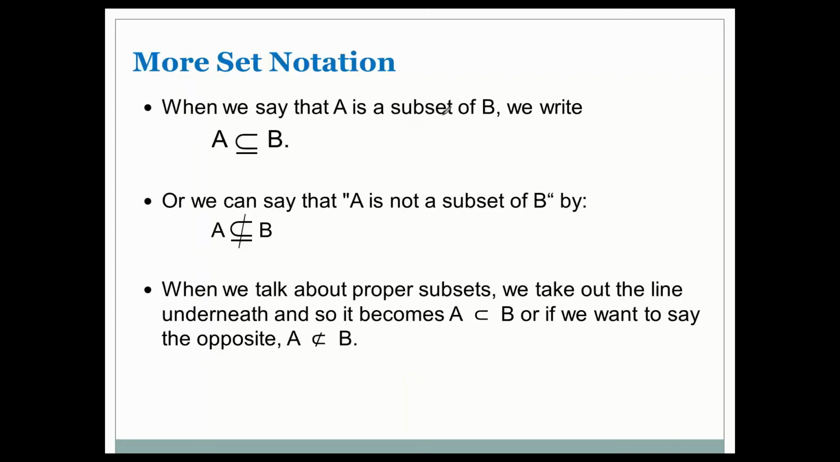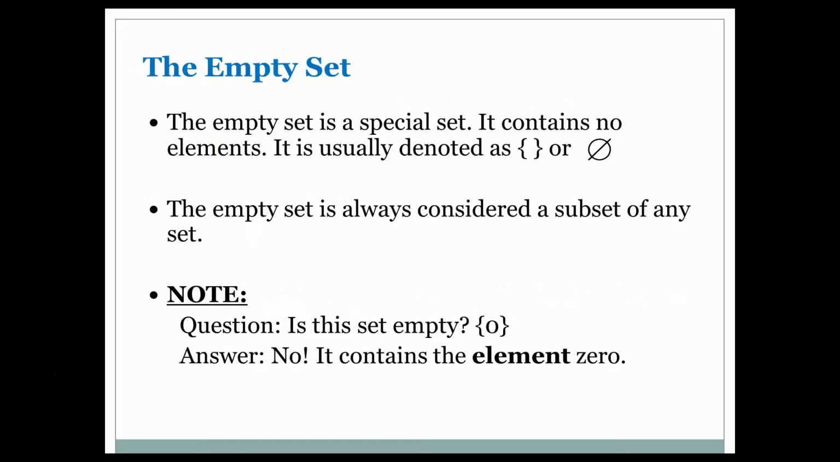Okay, more set notation. When we say A is a subset of B, we're going to write it like this. When we say that A is not a subset of B, we're going to put a line through it. And when we talk about proper subsets, we're going to take away this little line at the bottom, and it just becomes A is a proper subset of B, or if we want to say the opposite, A is not a proper subset of B. You just take that little line away. We'll play with this as we go through our little series.